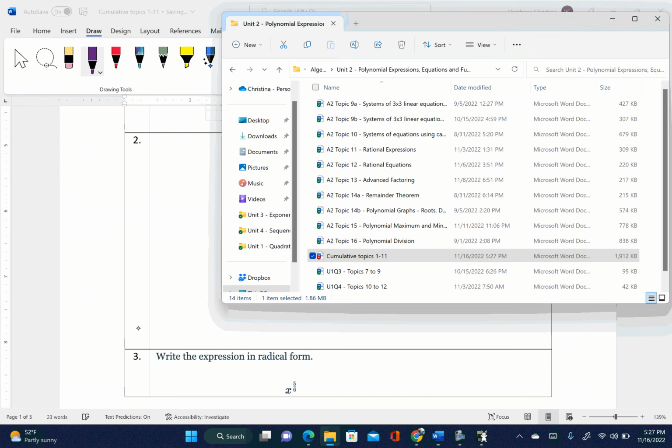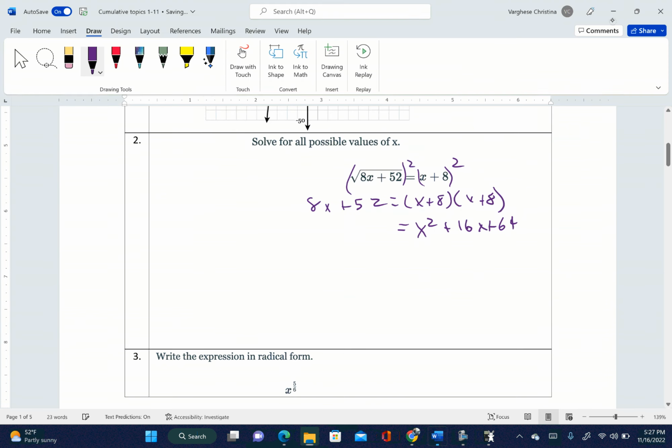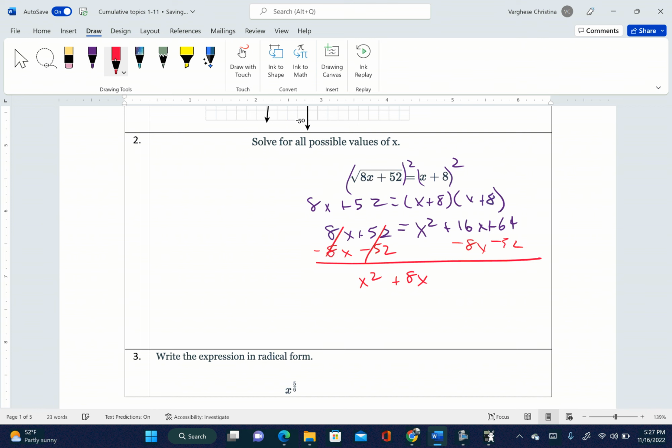And then you just bring down the 8x plus 52. Now we want to move everything over to one side. We're going to do that by doing the opposite. So minus 8x, that lines up with the 16x, minus 52, minus 52. So this cancels out, and I'm left with x squared plus 8x plus 12 is equal to 0.